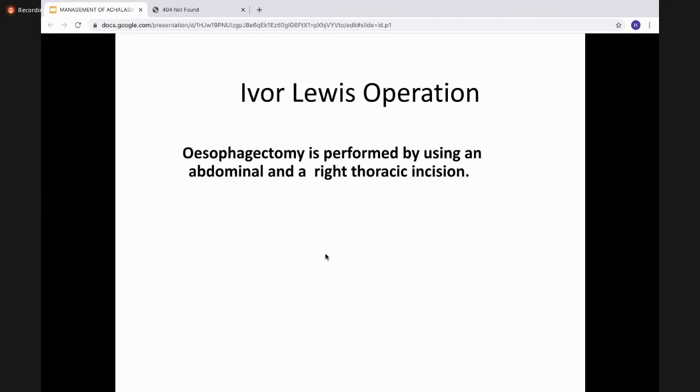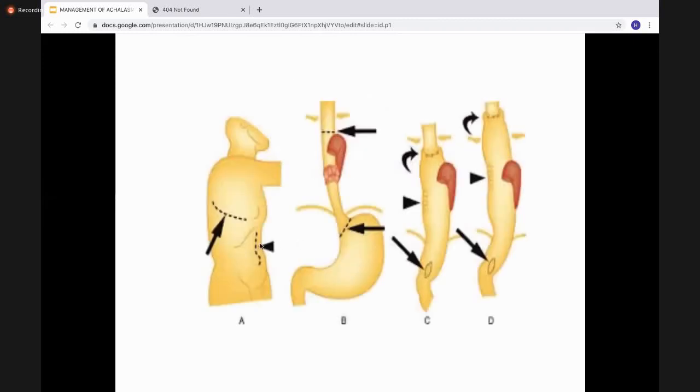This is the Ivor-Lewis operation performed using abdominal and thoracic incisions. See over here, the upper abdominal incision is given, and this is the thoracotomy in the 4th or 5th intercostal space. This tumor is cut from here up to the junction, taking a part of the upper stomach, and then this tube is taken up in the thorax. This is the part of the esophagus.